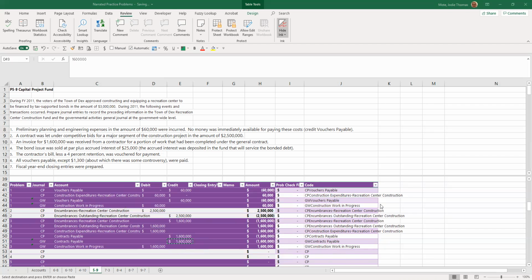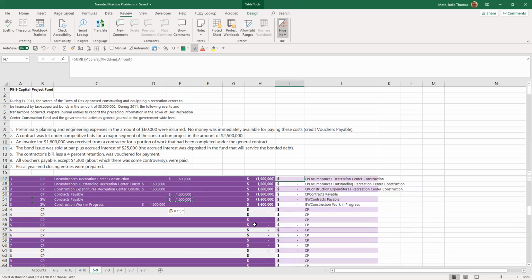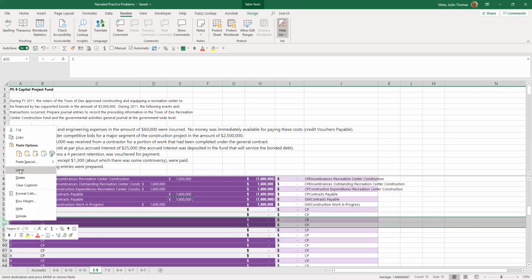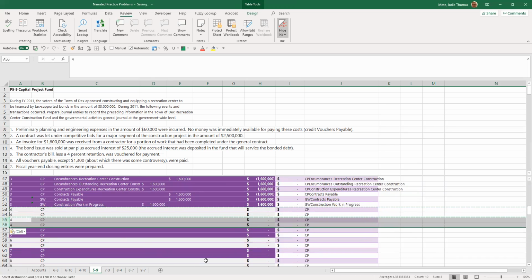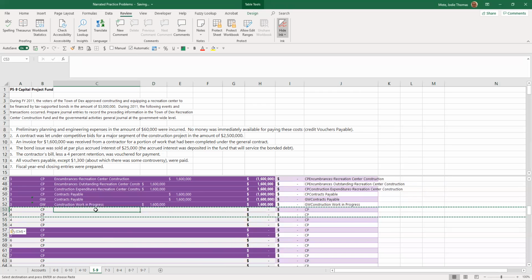Okay. So it looks like in number four, we got our bond issue. The bond issue was sold at par plus accrued interest of $25,000. And it gives us a little hint here that there's going to be an additional difference in the governmental activities and the capital projects fund entries, in that this accrued interest is going to be treated differently. So let's take a look. It's somewhat easy on the capital projects fund side. So we're going to go here and here, and let's put in some more room for us. All right, so capital project side, it's actually easy.